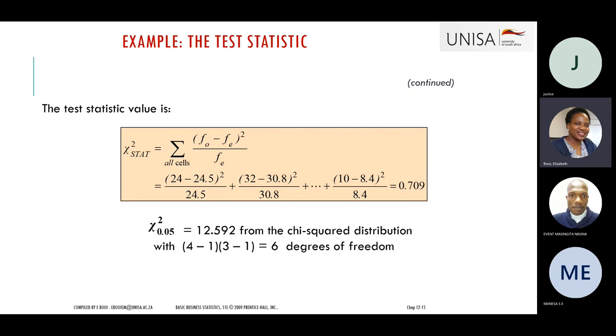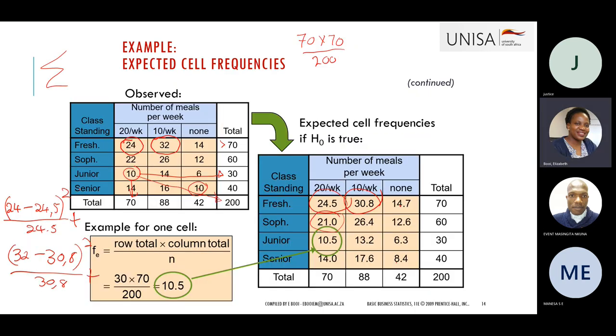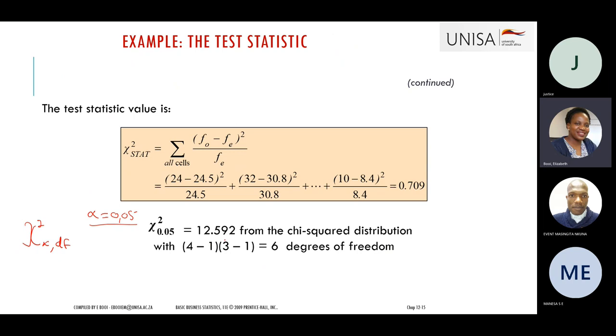Now, that is our test statistic. To find the critical value, remember, if they told us that we must use alpha of 0.05, then our critical value will be the chi-squared of alpha and the degrees of freedom. And our degrees of freedom, we said there are four rows and three columns. It will be 4 minus 1 times 3 minus 1, which will be 3 times 2, which gives us 6, and 0.05. Let's go to the table to find this critical value.